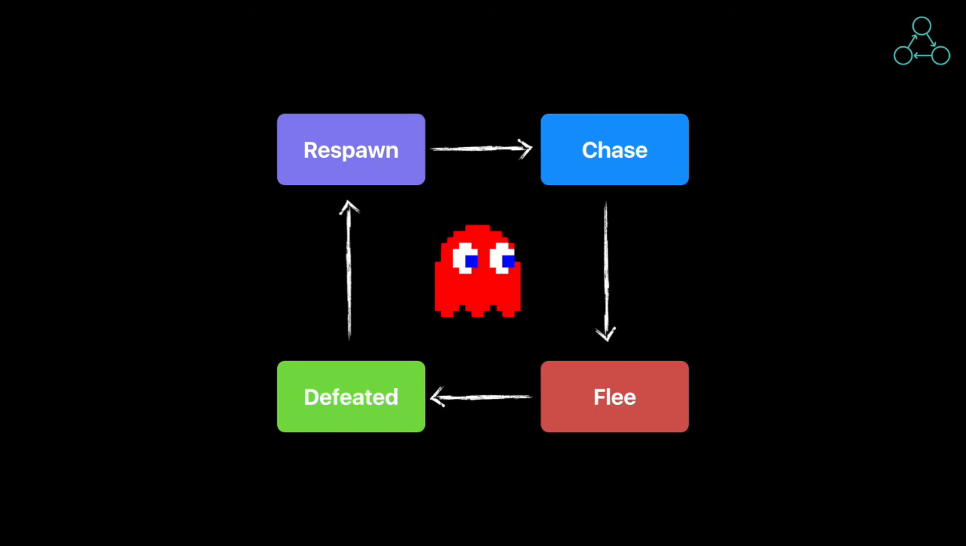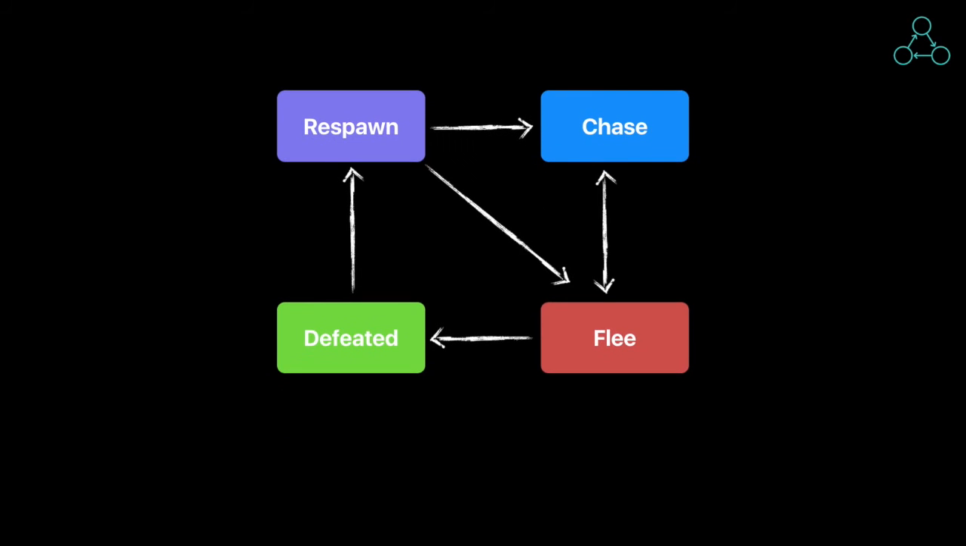However, the relationship between each state isn't that straightforward. For example, you can jump around states, and in certain states you can go back to the previous state, or in some cases there's only a one-way direction. For example, you can't go back to the defeated state from respawn, but you can jump back and forth between chase and flee.